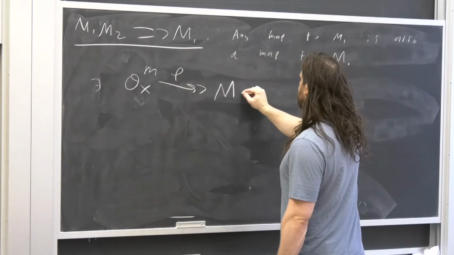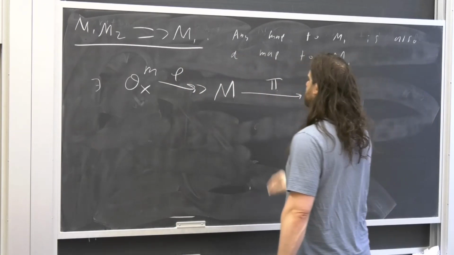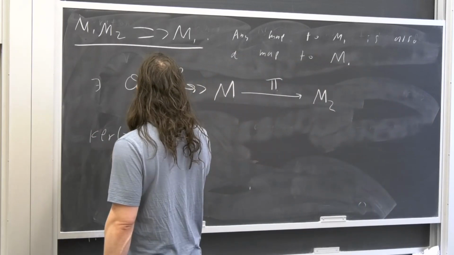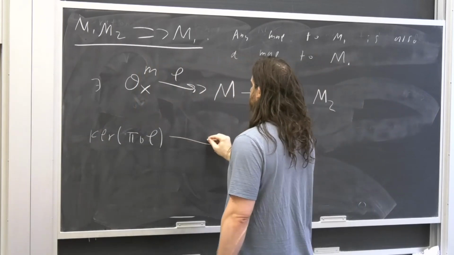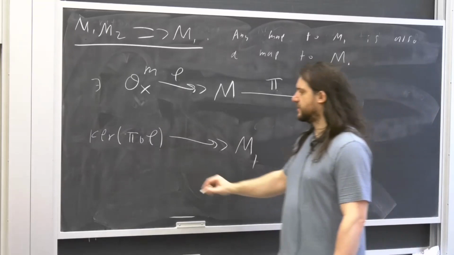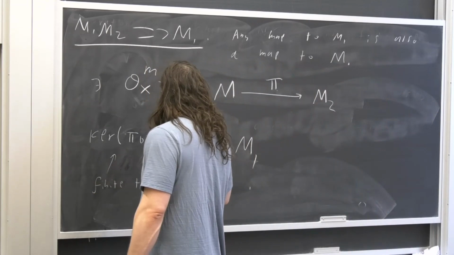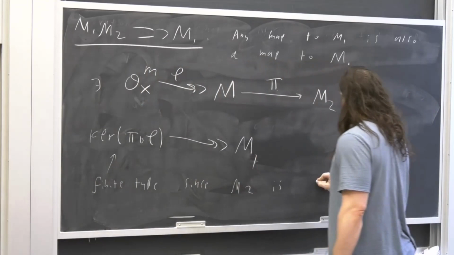And now we can look at the projection to M2. Let's call this pi. And now once again, the kernel of pi composed with phi surjects onto M1. This is finite type, since M2 is coherent by assumption, and therefore, M1 is also finite.